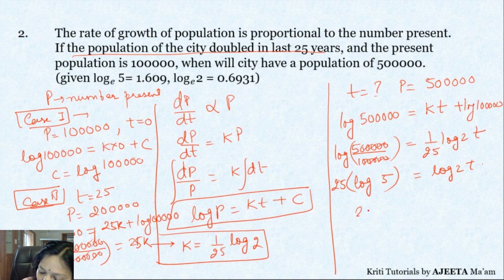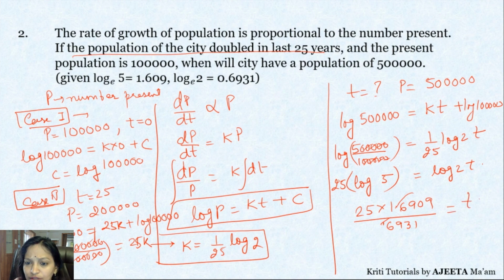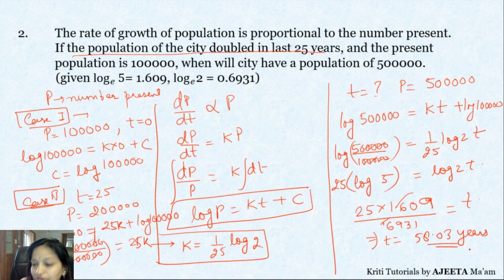Okay, now let's substitute these values. Log 5 is given how much? 1.609. Log 2 will come this side, 0.6931. Let's put up the decimals. Correct? Now that will be the value of t. So what will you get? 25 into 1.609 upon 0.6931. Let's do the calculations. Here I don't have, I'll do it in rough. So, 25 into 1609 upon 6931. Okay, now let's do this calculation. So, I am getting approximately 58.03 years. So, you can say 58 years.